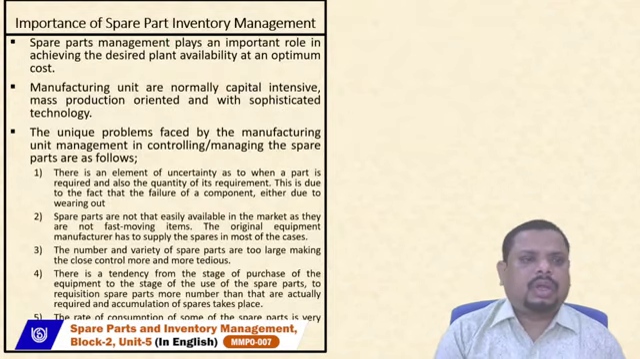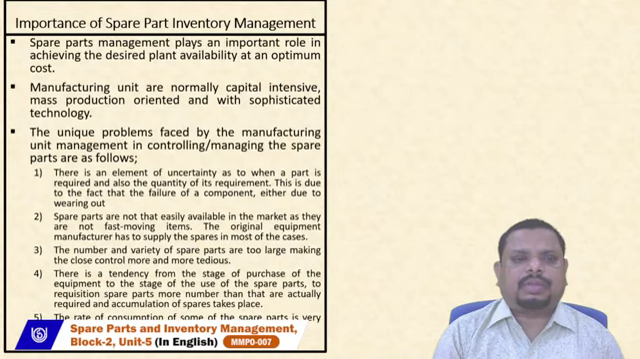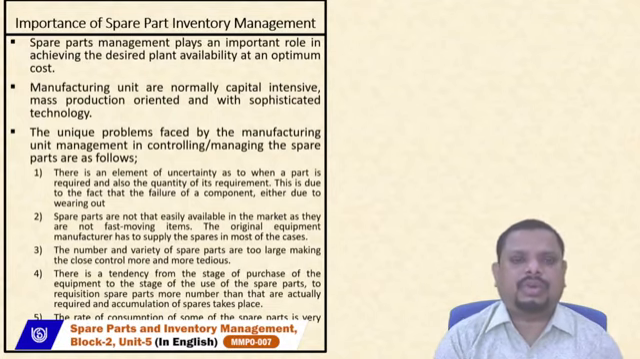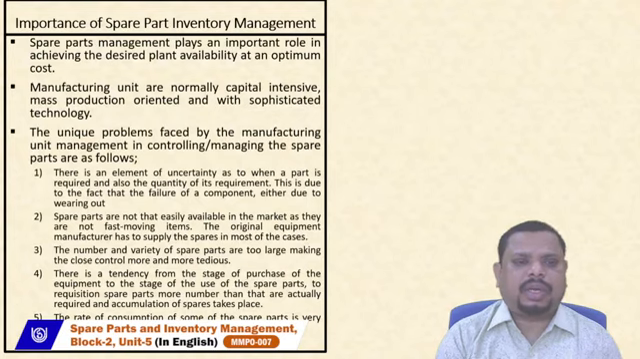Moving to the next one: the importance of spare parts inventory management. Let's understand what the different importance parameters are. The first one is that spare parts management plays an important role in achieving the desired plant availability at optimum cost. The second one is that manufacturing units are normally capital intensive, especially those oriented to mass production and with sophisticated technologies. For these two important points, you have to optimize the cost of inventory in every aspect, so that this cost does not influence your profit maximization.